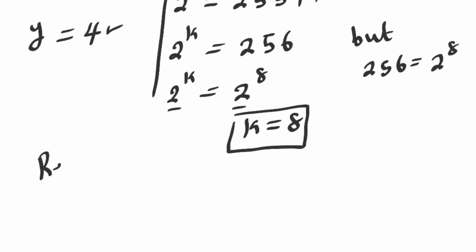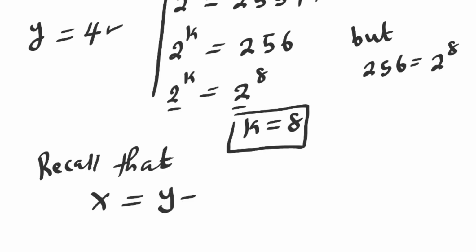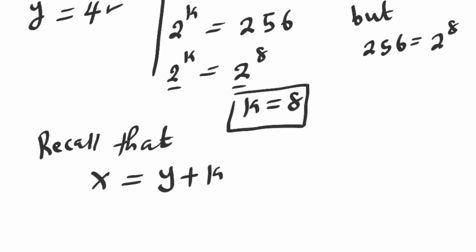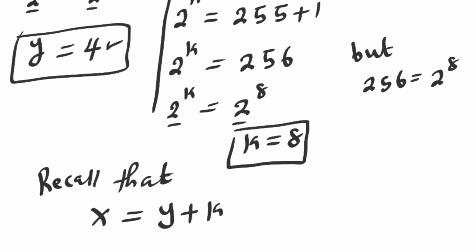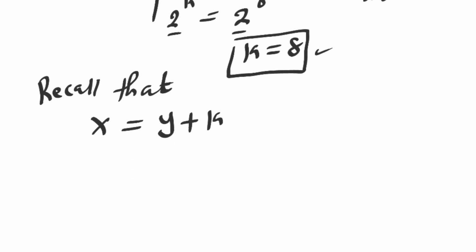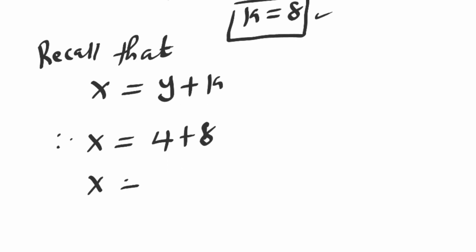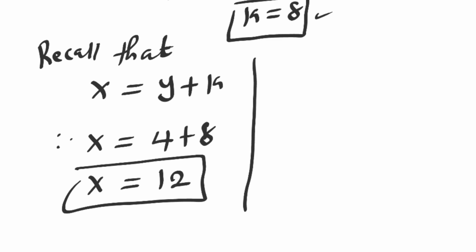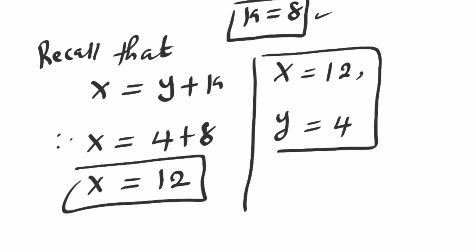Recall that x is equal to y plus k, and we've got the value of y here, which is 4, and k is 8. Therefore, x is equal to 4 plus 8. x is equal to 12. This is the value of x. Therefore, our final answer are x is equal to 12, y is equal to 4. This is the final answer.